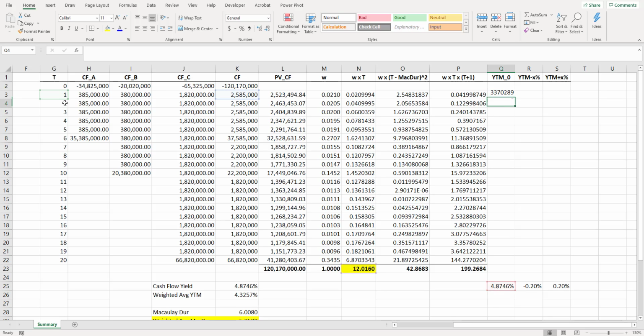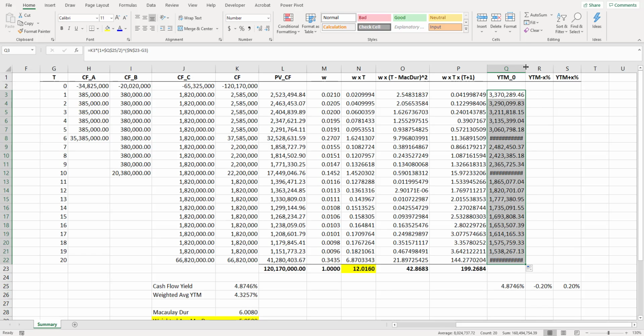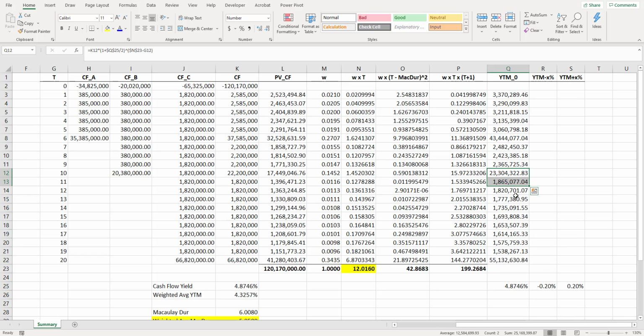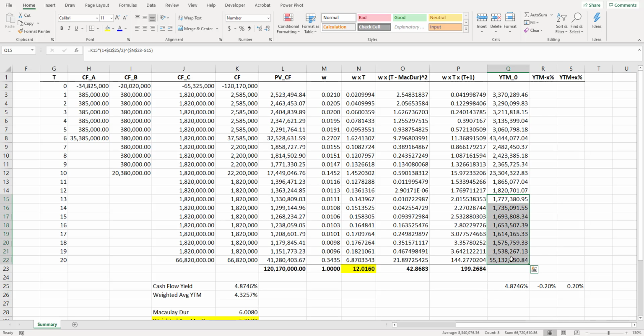Okay, so that's done. Since I formulated it this way, I can now just drag it down to the last point. Of course, when I drag it down, eventually at some point the power, the index, will become negative. For example, in this case, this is actually 12 minus 13 because we went past the Macaulay duration. So in fact, the formula here would serve to discount the cash flow. That is why you will see that the PV is not a future value, but in fact more of a present value now.